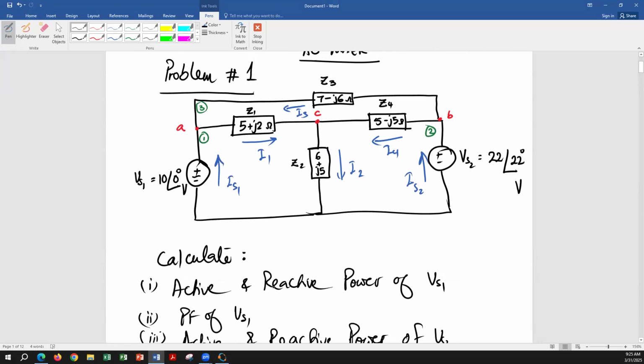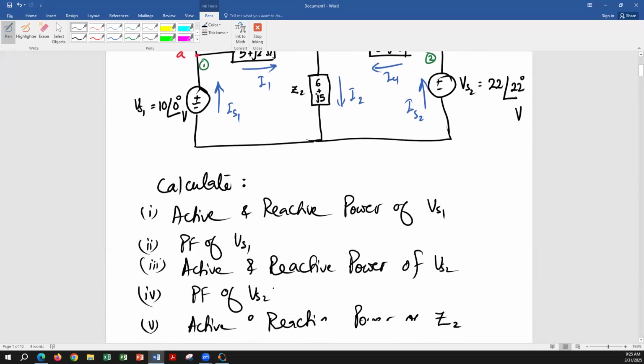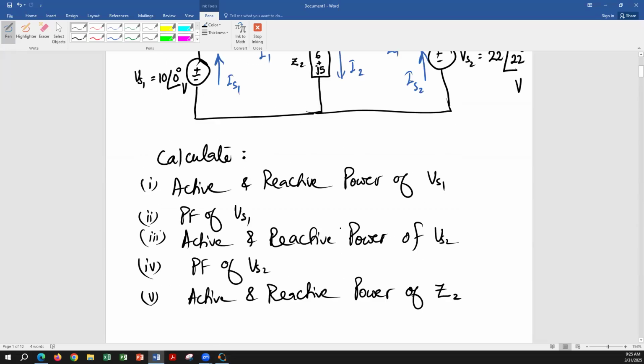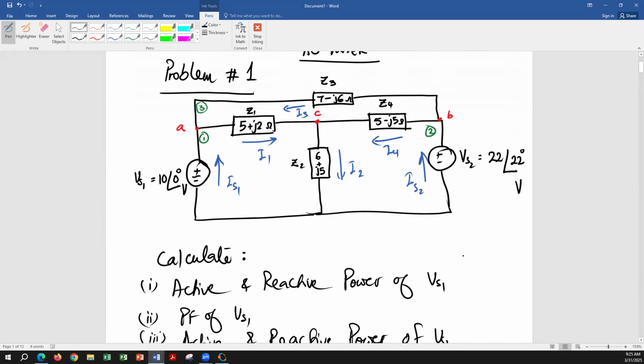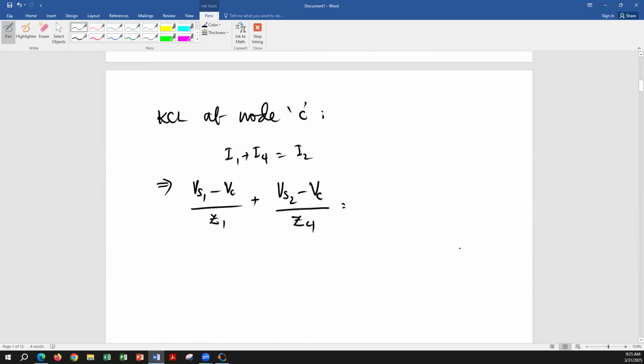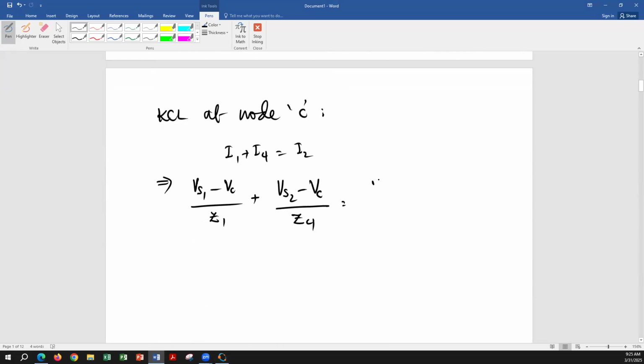VS2 minus VC over Z4. And finally, you have the current I2, which we are trying to find actually. I2 is VC over Z2, or VC minus 0 over Z2, but you don't have to write 0, just VC over Z2.